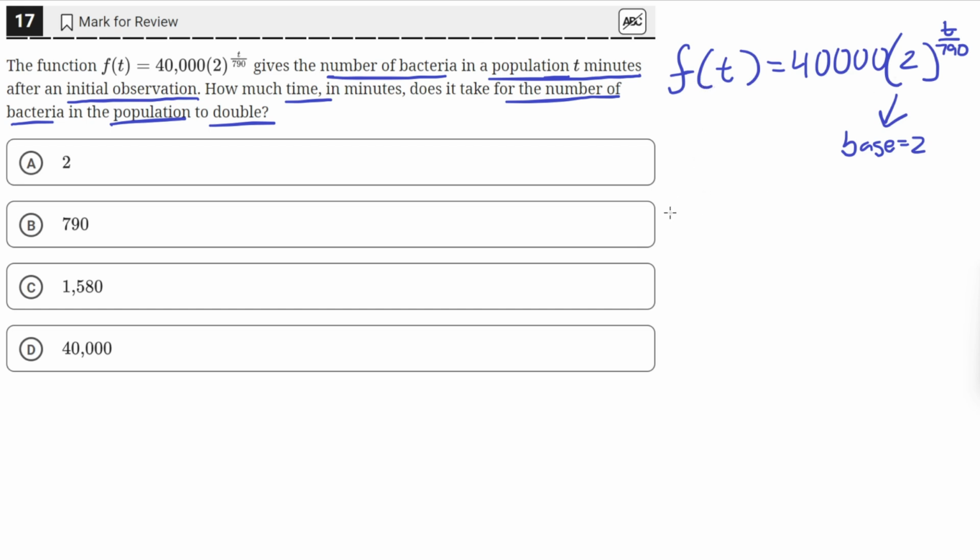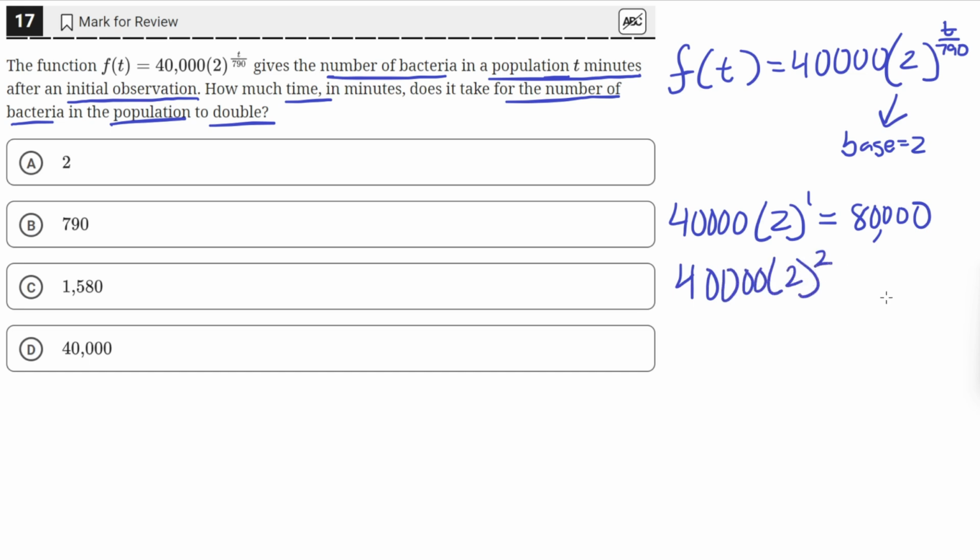of t doubles. Because think about it, if we have 40,000 times 2 raised to the 1, then that's just 40,000 times 2, which is 80,000. And then when the exponent of the base 2 goes up by 1, so meaning it goes from 1 to 2, then 2 raised to the 2, that's just 2 times 2, so that means the second 2 doubles it. So this will just be equal to 4 times 40,000, so this is 160,000.